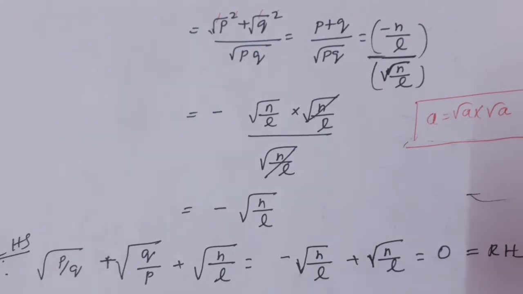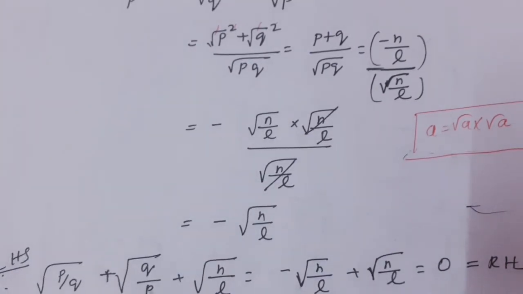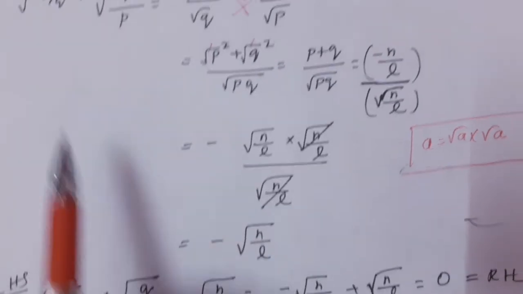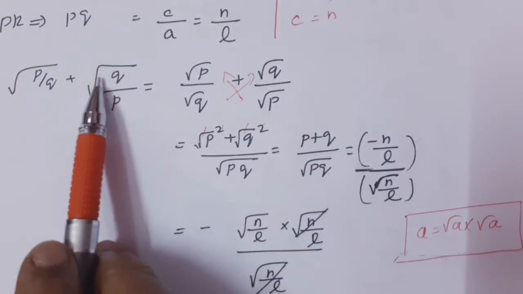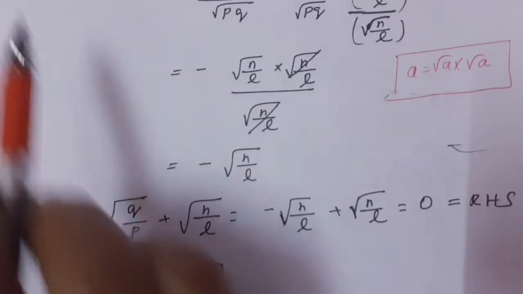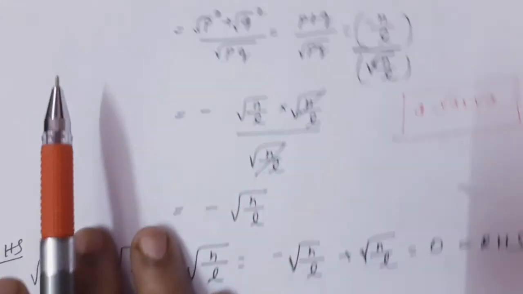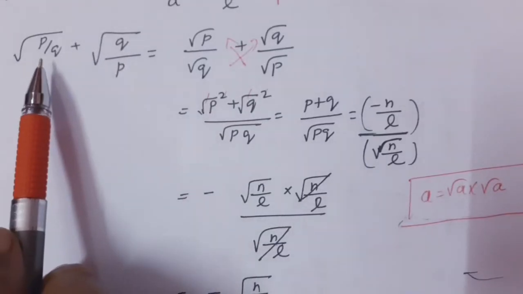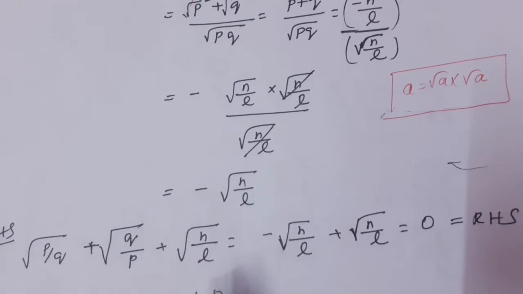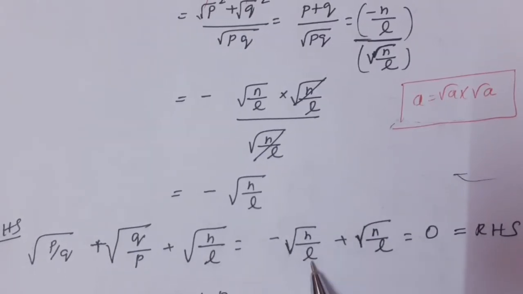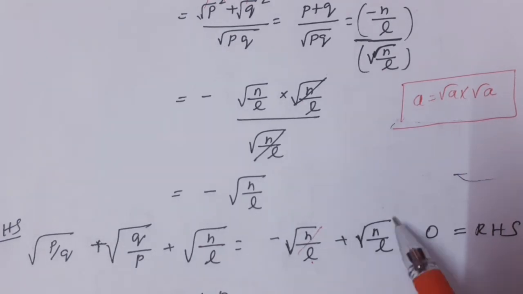Now, what is the LHS? The question is root P by Q plus root Q by P plus root N by L equal to 0. Root P by Q plus root Q by P value we found is minus root N by L. You substitute this value, minus root N by L, already having plus root N by L. Minus root N by L plus root N by L cancel, we get 0. Therefore, hence we prove the result.